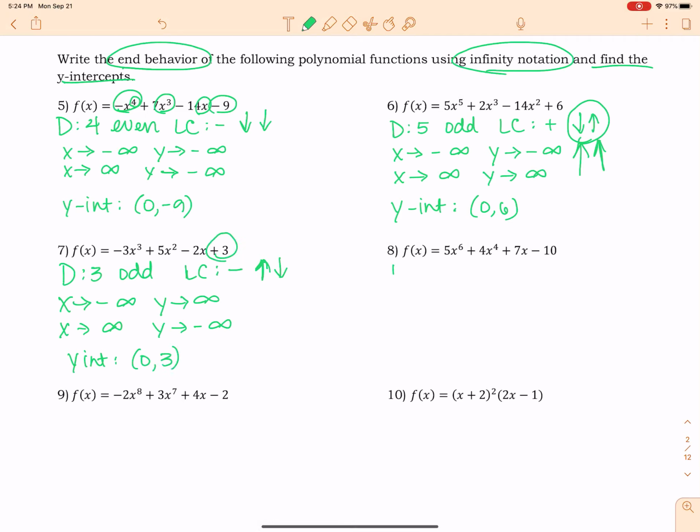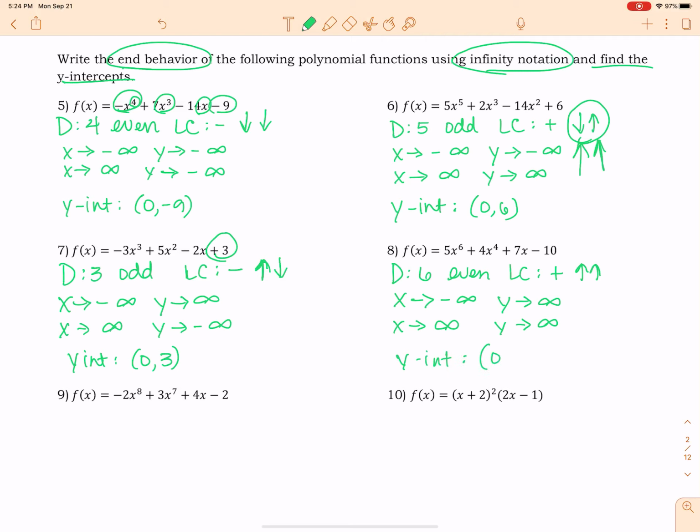All right, the next one, the degree is 6, that's even, and my leading coefficient is positive, so that means up, up behavior. It's on the up and up. Okay, so as x approaches negative infinity, y approaches positive infinity. As x approaches positive infinity, y still approaches positive infinity. And my y-intercept is 0, negative 10.